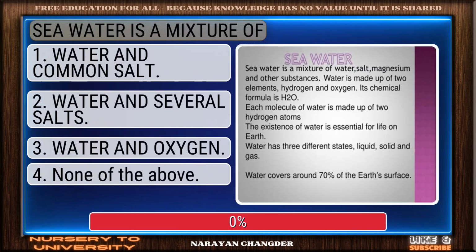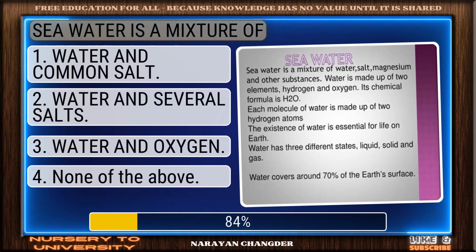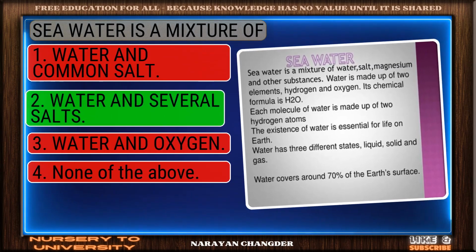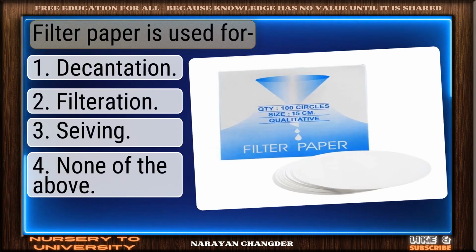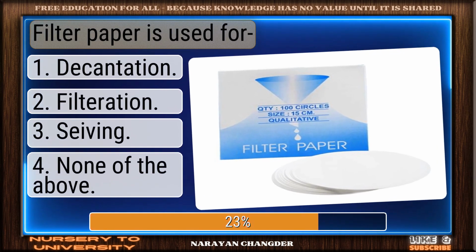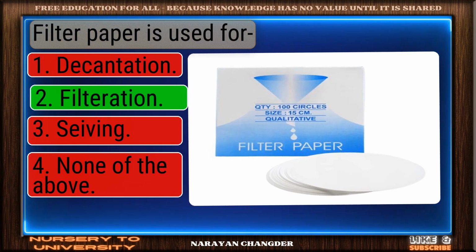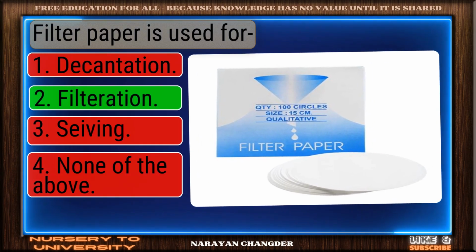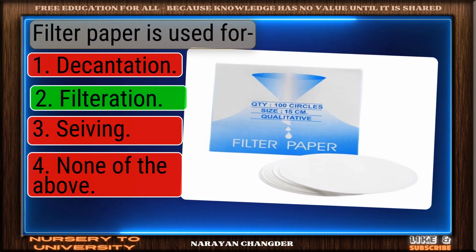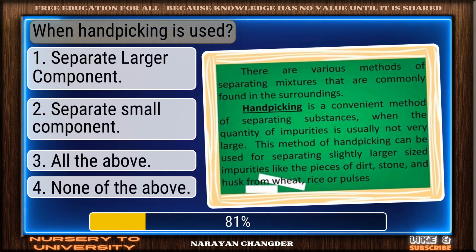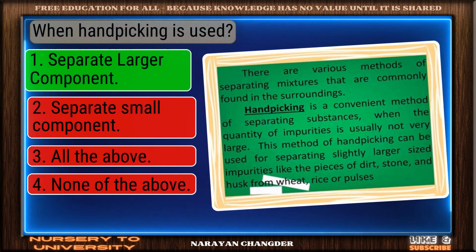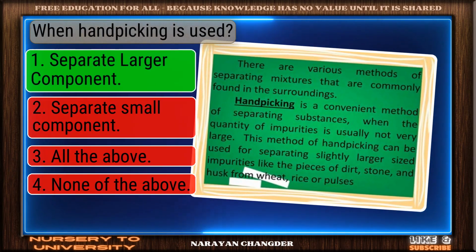Seawater is a mixture of. You chose water and several salts, and it is correct. Filter paper is used for. Correct. Filtration is the right answer. When handpicking is used. Smart move. Separate larger component is an accurate answer.